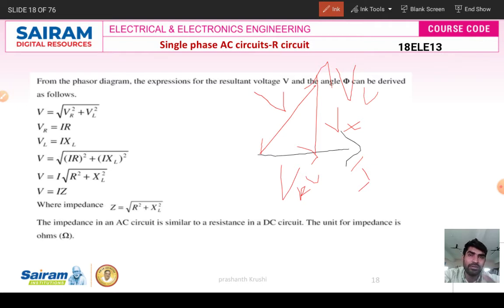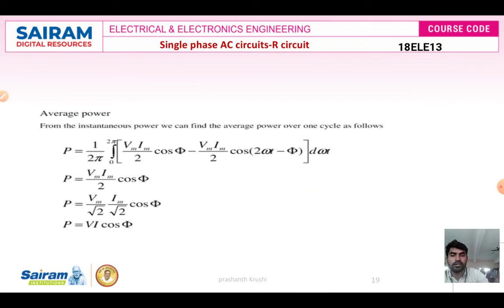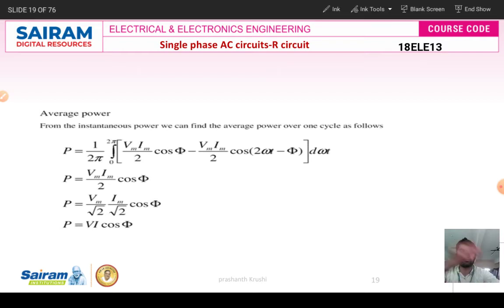Everything is the same, where phi is an unknown angle. Power is equal to VI cos phi. So V is equal to Vm sin omega t, and I is equal to Im sin(omega t minus phi). It is plus phi in the case of capacitance. So for average power, power is equal to VI, where V is Vm sin omega t and I is Im sin(omega t minus phi).